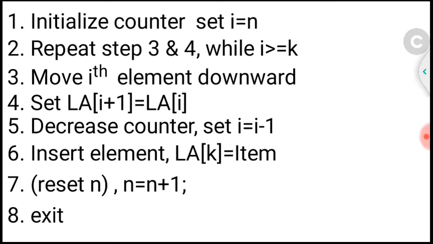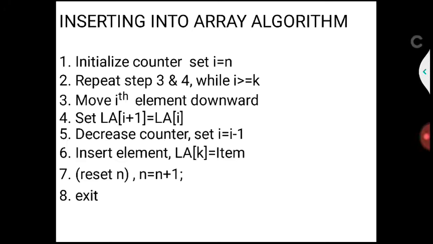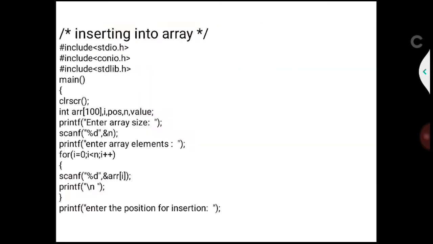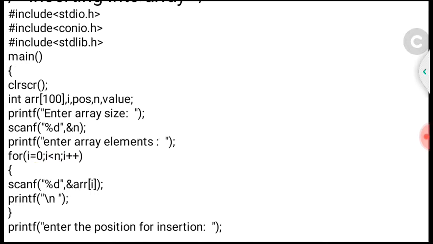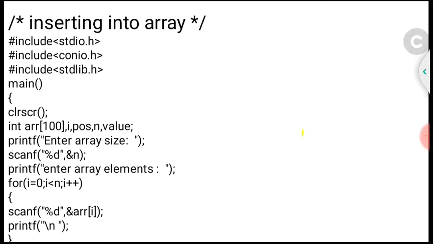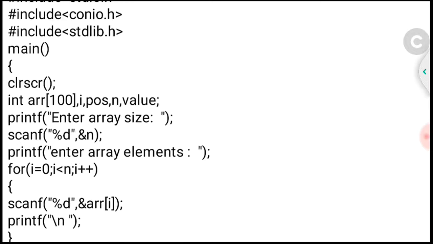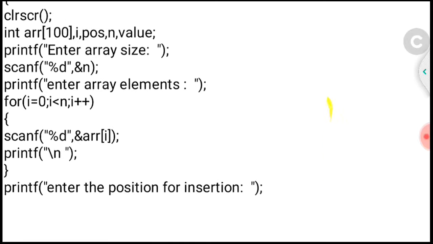So after n is equal to n plus 1, the array size will increase by 1, that is after 5 it will become 6. And here is the simple program. You can see here the program is very simple after this diagram. See friends, the insertion algorithm, the first 4 5 steps are very easy. We will directly start from the integer array.